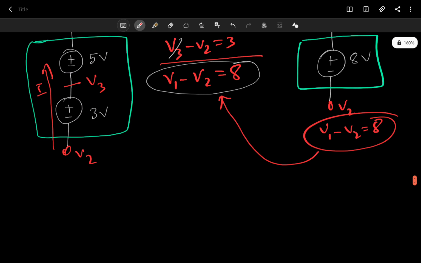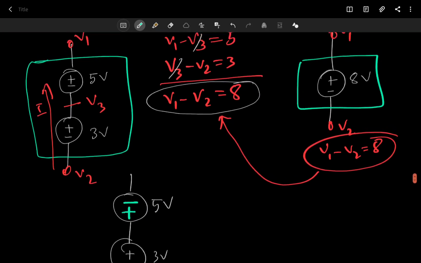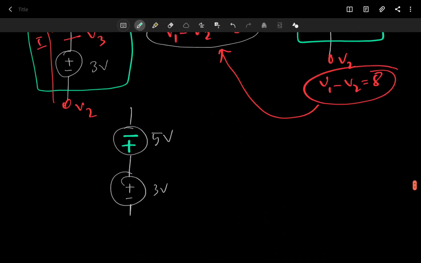But one thing you have to be careful about is that voltage sources can face different directions. For example, let's say I have another circuit that has the 5 volt flipped. So this is 3 volt just like before, and this is 5 volt just like before, but the directions are different. This is how the plus minus looks now, and this is how it was before. So the voltage source is now flipped. What will be the equivalent circuit for this?